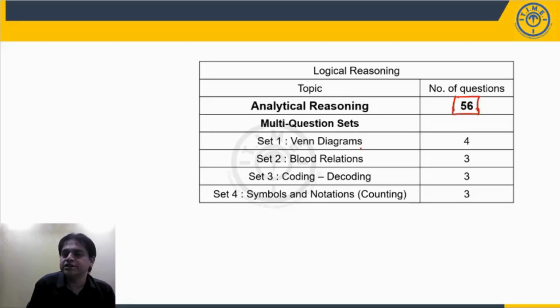A very easy set, it should have taken around 1.5 to 2 minutes to answer all 4 questions. So this was a definite must-do set for everyone. So, Venn diagrams, 4 questions.